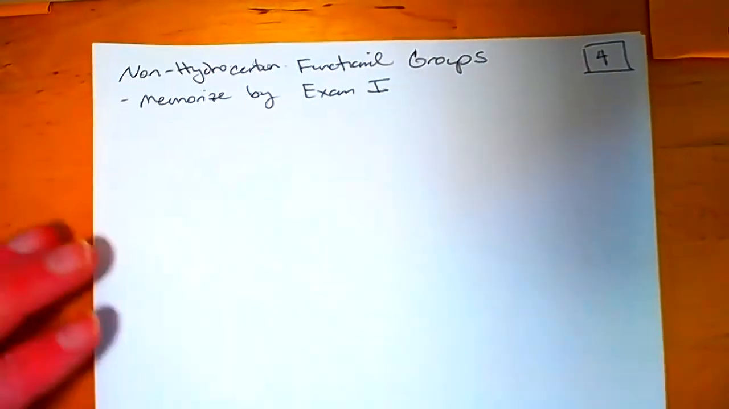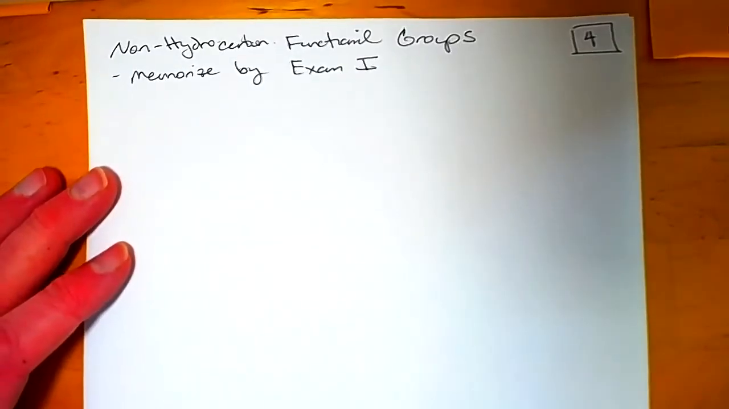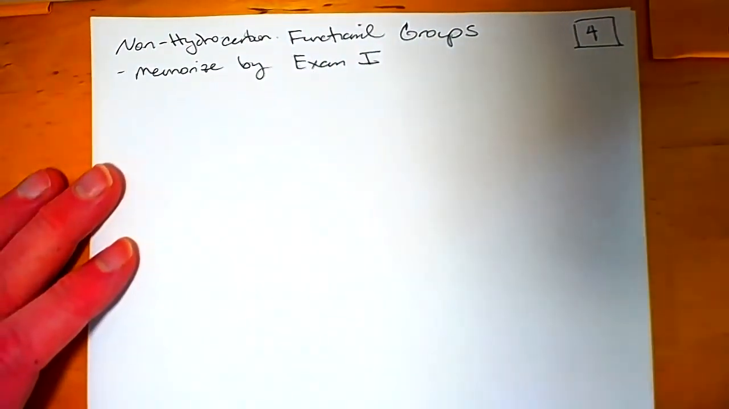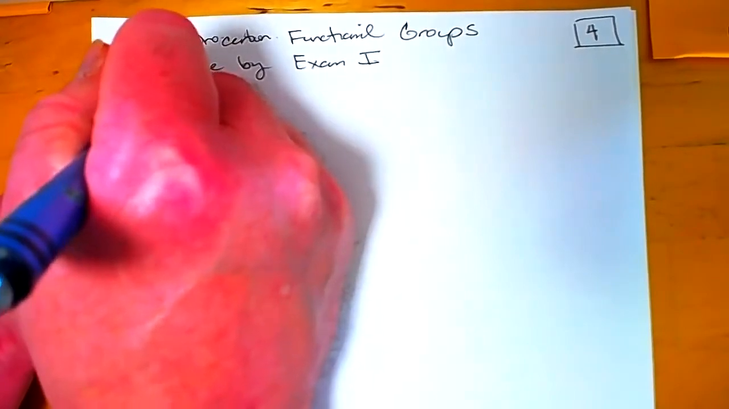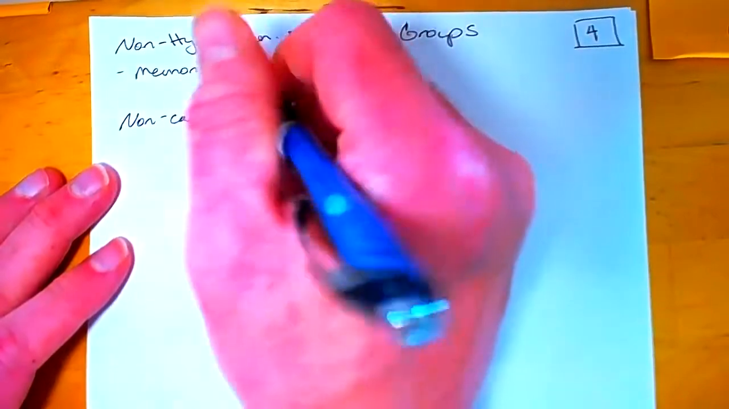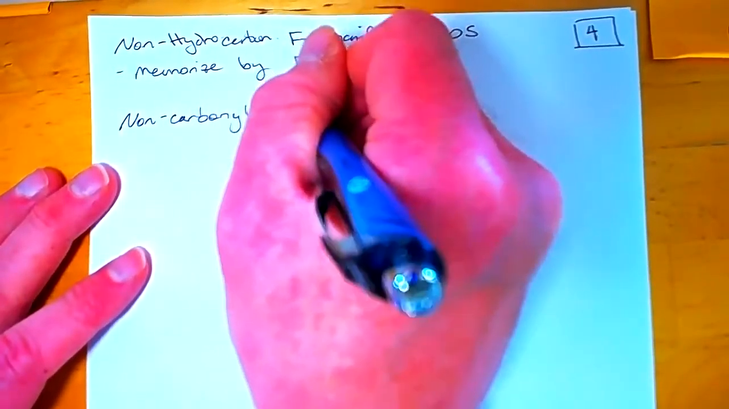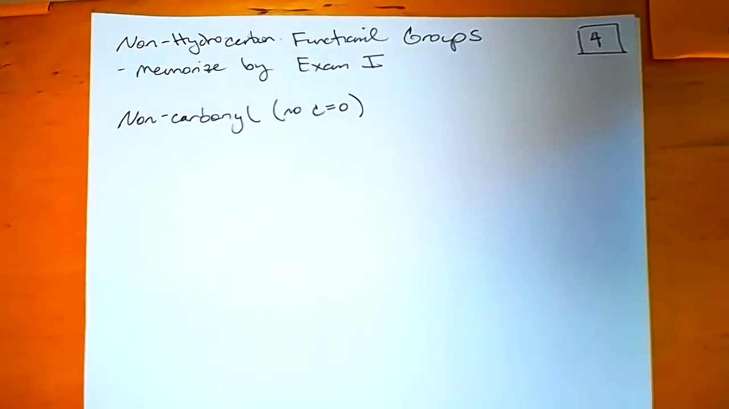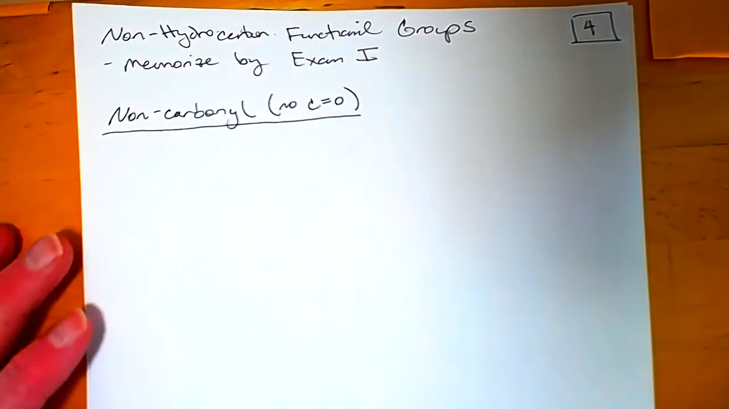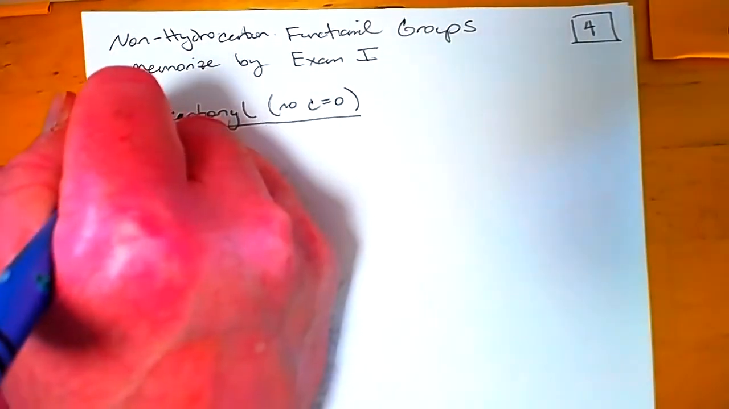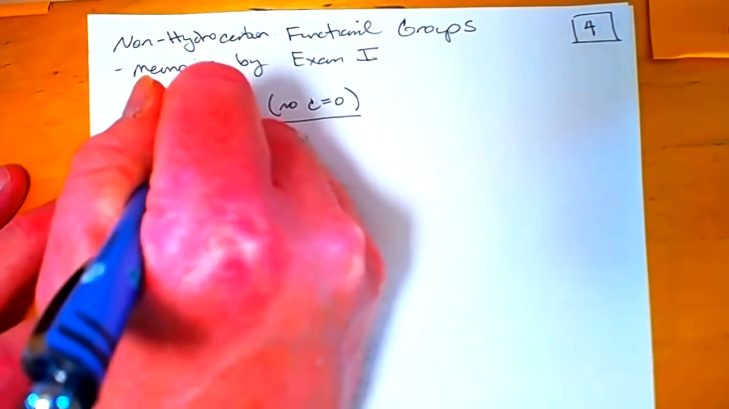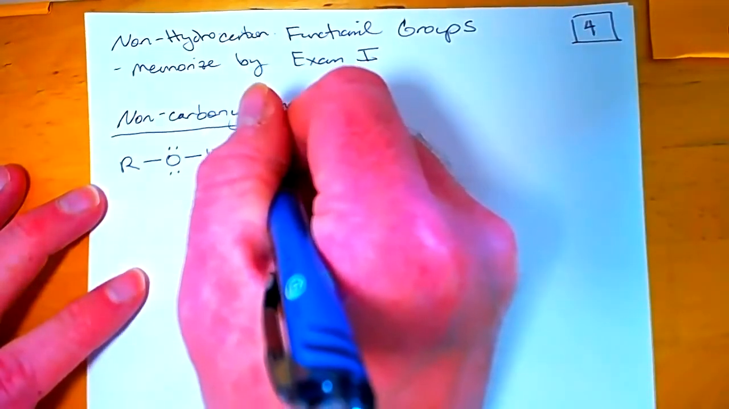Okay, I'm going to break this into two families of functional groups. One family is going to be referred to as non-carbonyl. Okay, what I mean by carbonyl is that there is no carbon double bond oxygen in any of these that I'm getting ready to talk about. Okay, so the first one is if you have an R group and it's bonded to an oxygen and a hydrogen. Okay, so this is referred to as an alcohol.